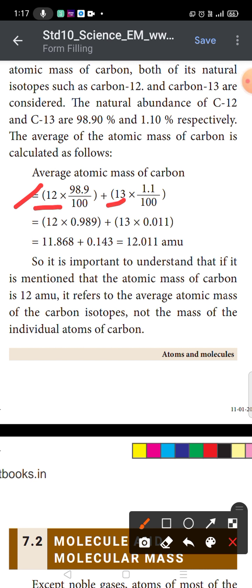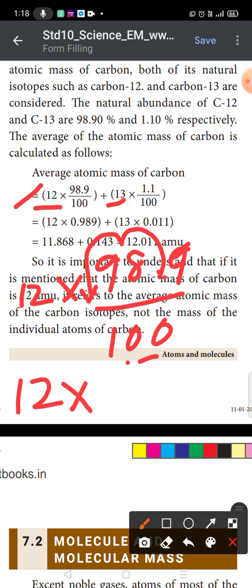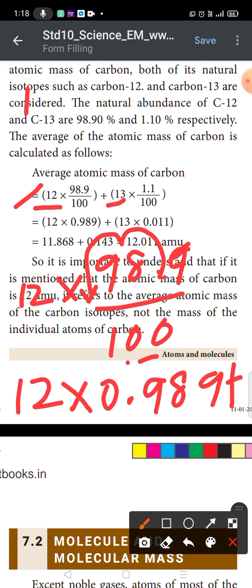For example, here 12 into 98.9 divided by 100 is there. So don't try to divide this. Okay. The denominator is having 2 zeros, so the decimal will move front 2 digits. This is 1 digit. After that 2 digit. That's all. Here the decimal will come here. 12 into what we will get? 0.9 989. That's all. Plus, the next one is 1.1 divided by 100.